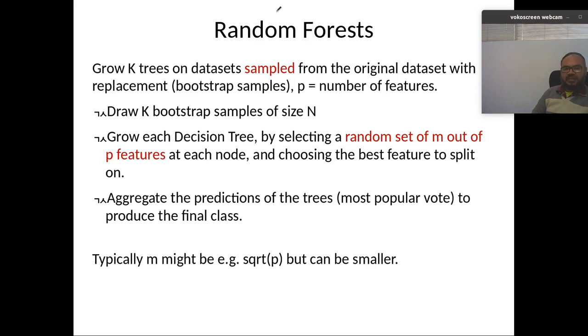We will cover one ensemble learning method which is called random forests. As the name suggests, it's an ensemble learning method which uses decision trees as the base learners. So in random forest, we grow K trees on data sets sampled from the original data set with replacement, which is called bootstrap sampling.